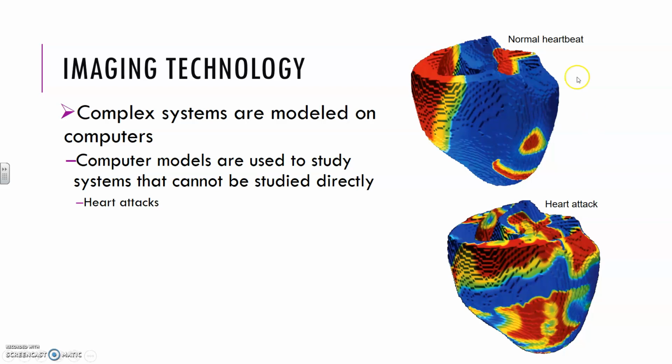Okay, so that's what they're tracking in these two images here. So you see the normal heartbeat with its very distinct patterns of contractions, and then with the heart attack, you can see it just looks crazy.